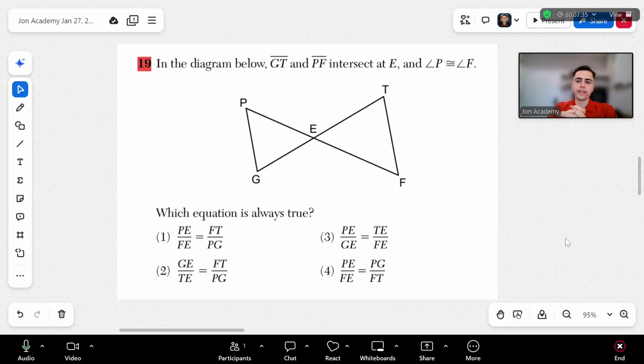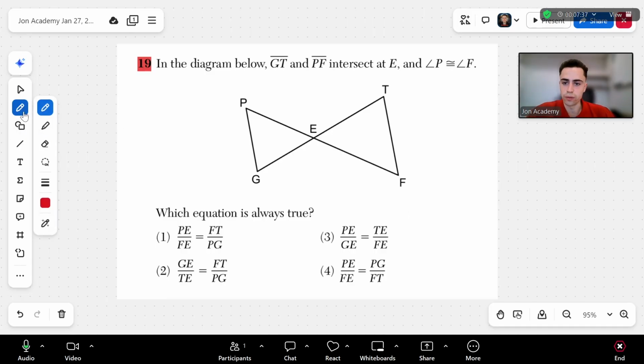Now let's jump into exercise 19, a very easy one. What can we see here? GT and PF intersect at E. The angles P and F are congruent, no? So these two are congruent between each other. Perfect. And then what else do we know?